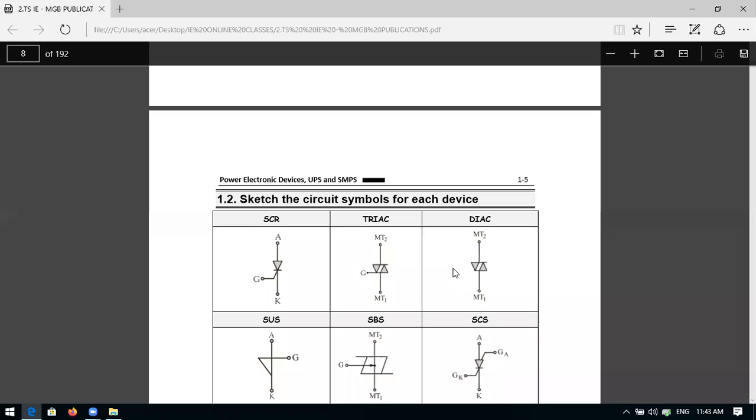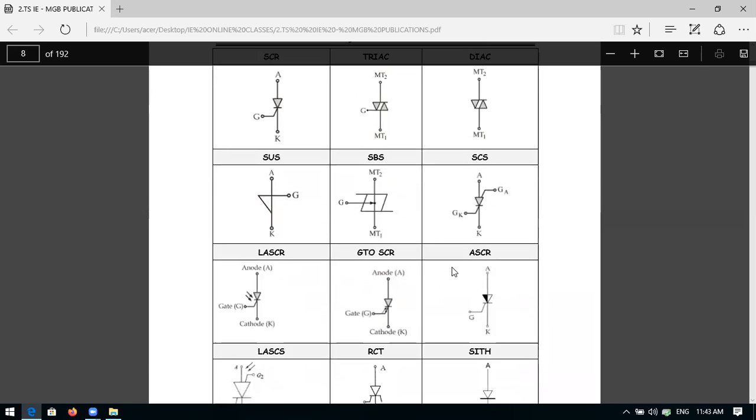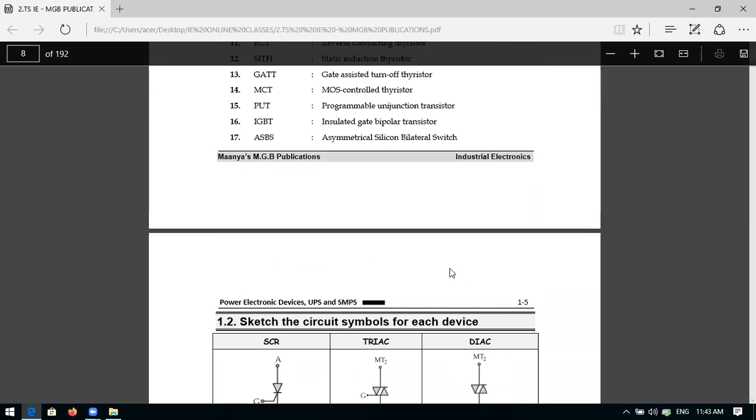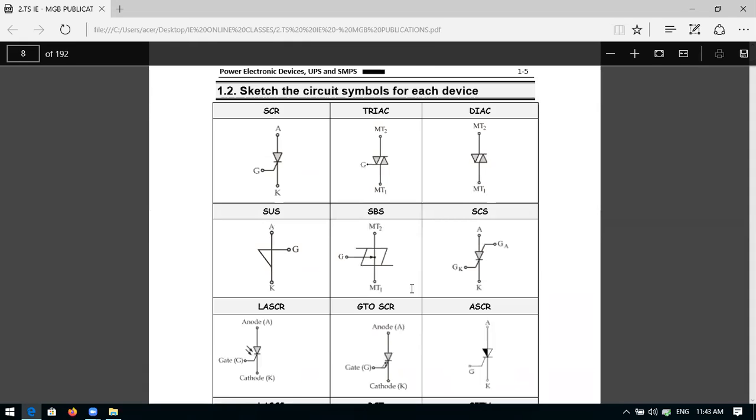Sketch the following devices: triac, diac, ACS, SBS, SUS, PUT, SITH, LASCS, RCT. Like this they will give ASCR. You have to learn these names as well as symbols. Very important. First note down these symbols, you can easily understand what is there.